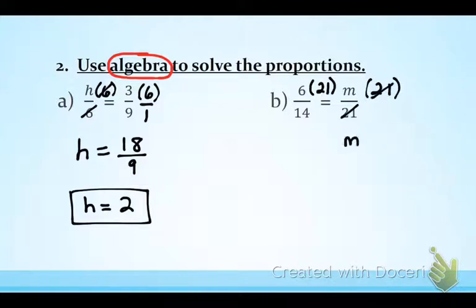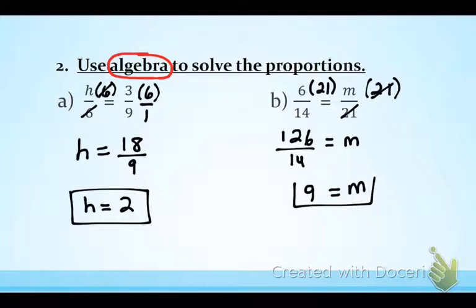So what is 6 times 21? 126. 126 divided by 14. When you plug that into your calculator, you find out M equals what? 9. So now plug it back in. Up at the top, put in 9 over 21 into your calculator. When it is in simplest form, what does it equal?